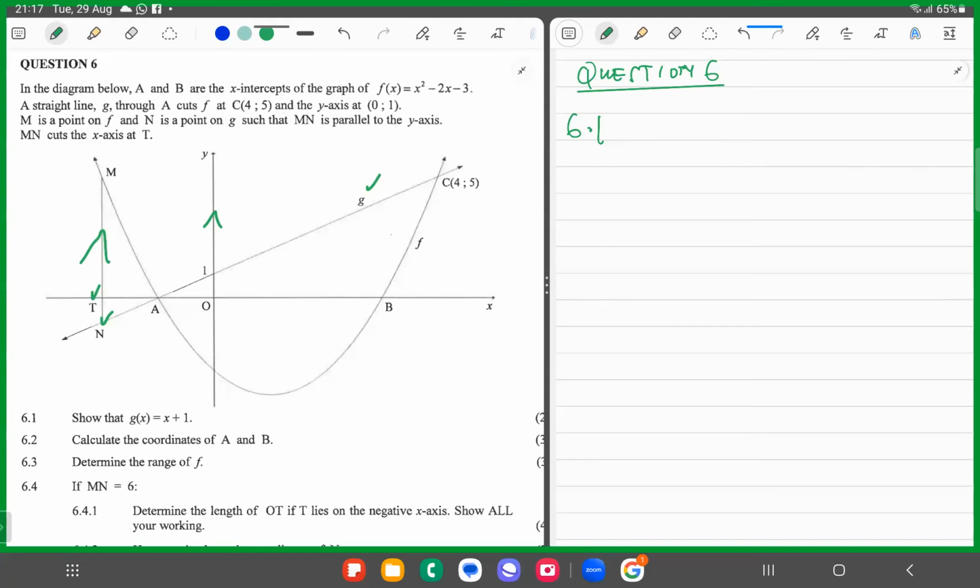So you can find the slope of g, the g function. So you can take the 2 points on g, this point and that one. So you can have like this. Right, so the point 1 is 0, 1, 4, 5. So x1, y1, x2, y2.